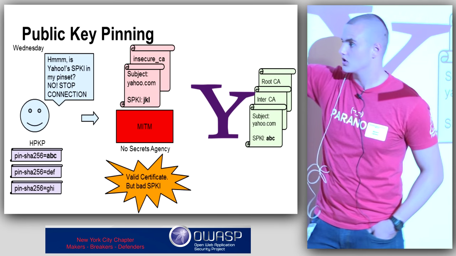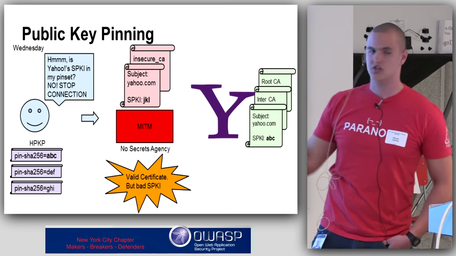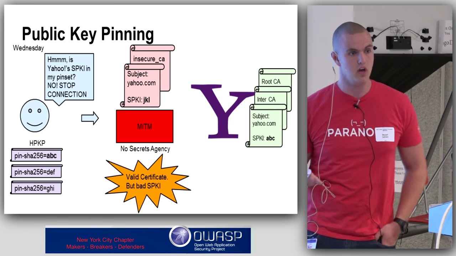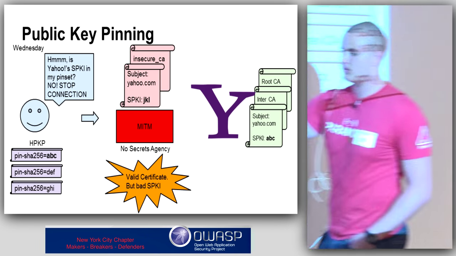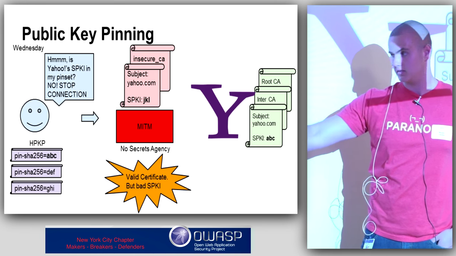So if this was all the checks they would be doing, they would get that green little lock and everything would be valid. They would be connected to Yahoo, or they would think they'd be connected to Yahoo. But since they have this pin set remembered, Yahoo told them, hey, next time you connect to me, make sure this pin set is valid.